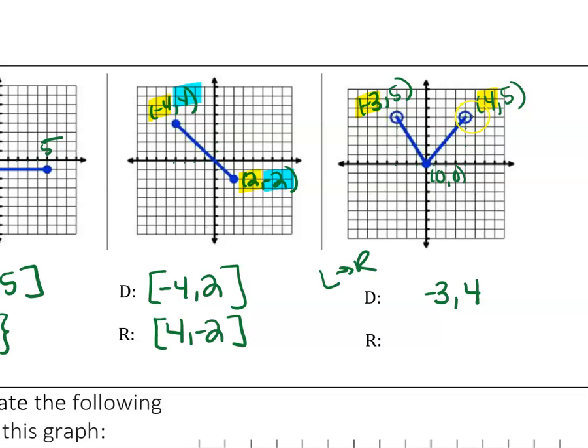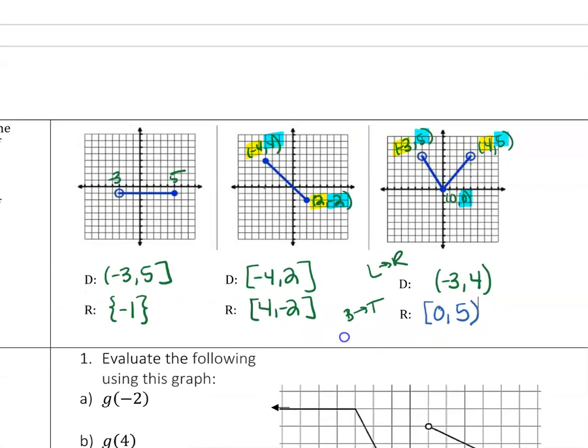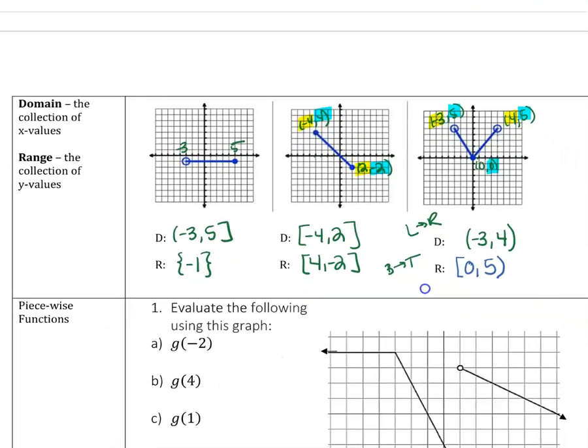Since it's open at those points, I'm going to do soft brackets. Now my range is where I go from bottom to top. My lowest y value is occurring at 0, and my highest y value, either here or here, is at 5. So it's between 0 and 5. Now it's closed at 0, so we're going to do a hard bracket, and then it's open at either one of these, so we're going to do a soft bracket at 5. And that's our domain and range from our graphs.